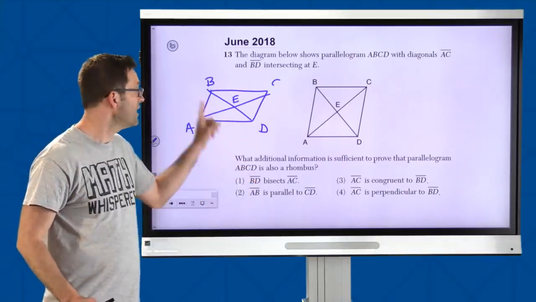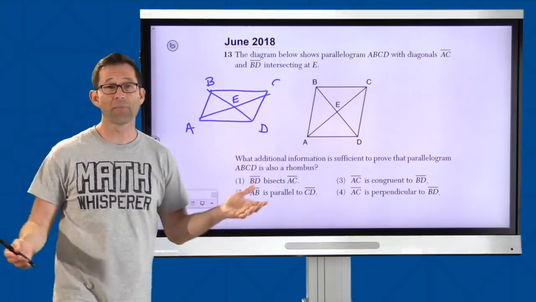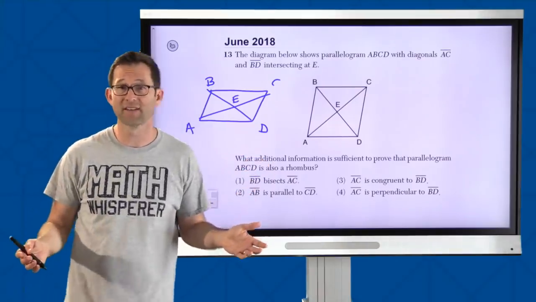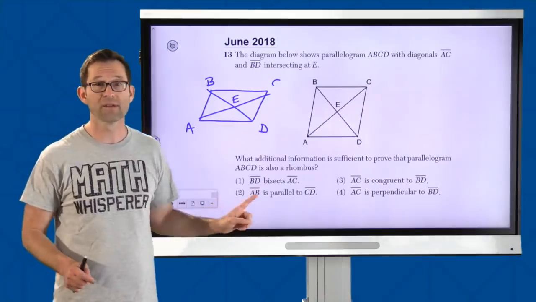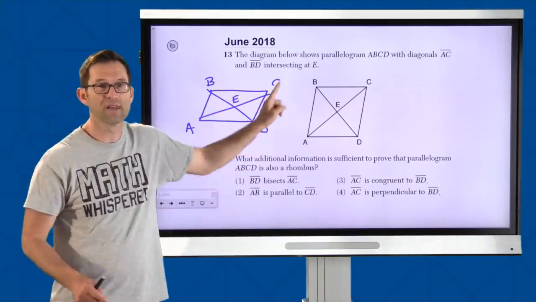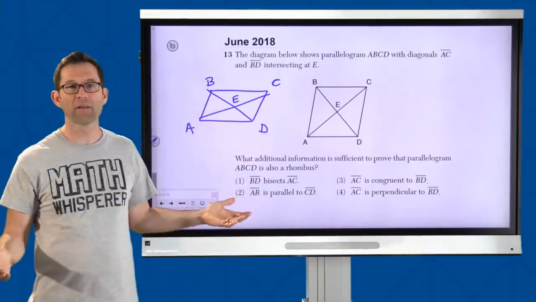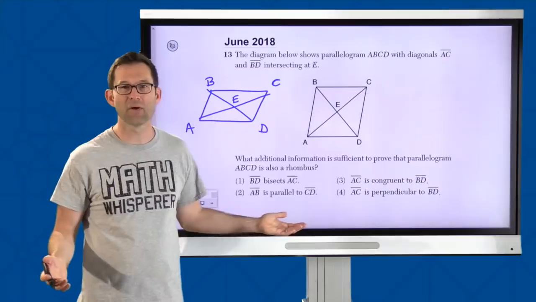Well, BD bisects AC. True of all parallelograms. All parallelograms have diagonals that bisect each other. That's not going to make it a rhombus. AB is parallel to CD. Well, again, true of absolutely every parallelogram. That's just opposite sides being parallel.